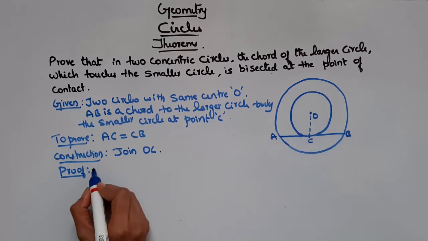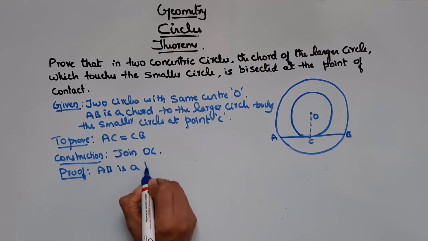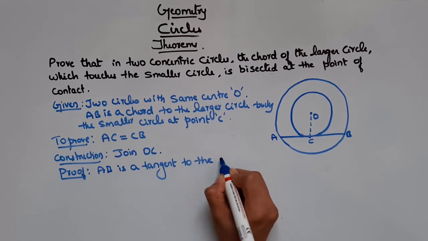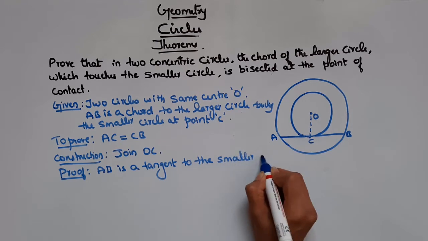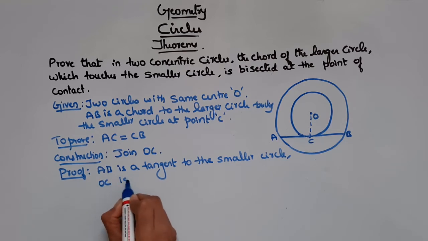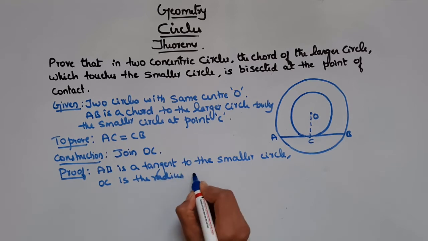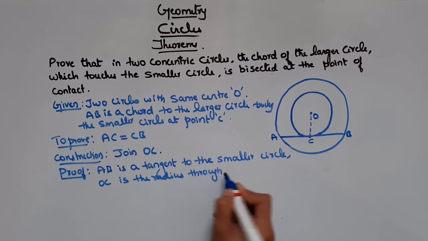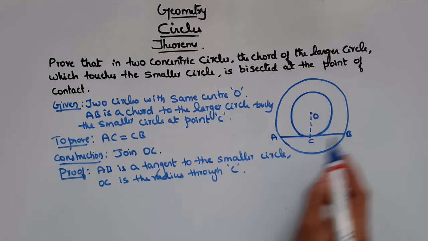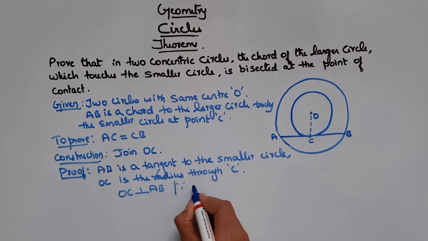So first let's write that. We have AB is a tangent to the smaller circle and we have OC is a radius through C. Right? So therefore we can say OC is perpendicular to AB, since from theorem 1.